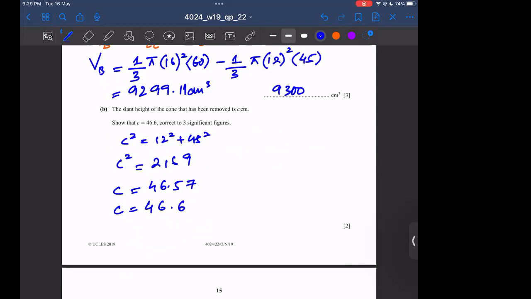See, I got the answer in 4 figures, then I convert it into 3 figures. After the third figure, this is the third figure. After the third figure, we have 7, the number that is greater than 5. So I'm going to add 1 to the 5, so I got 46.6 centimeter here.